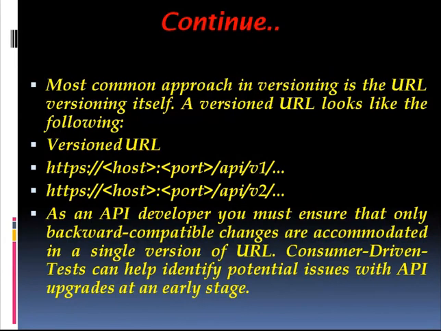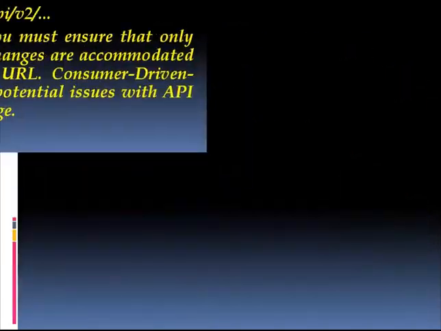So as a developer, you must ensure that only backward compatible changes are accommodated in a single version of a URL. Consumer driven tests can help identify these potential issues with the API upgrade in the early stages. Whether a new version is released or not, consumer driven tests can help to identify these changes.